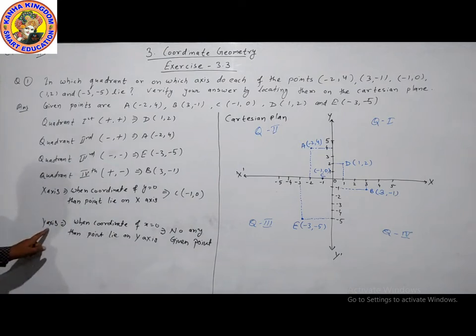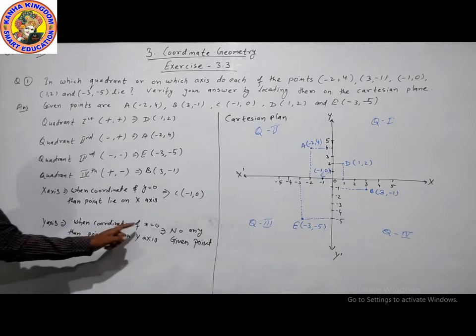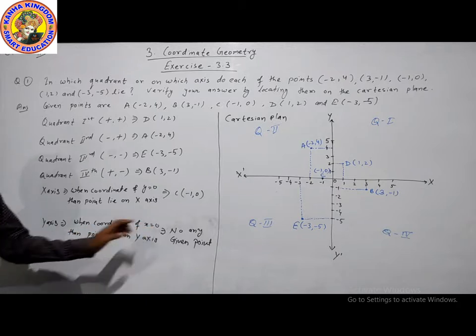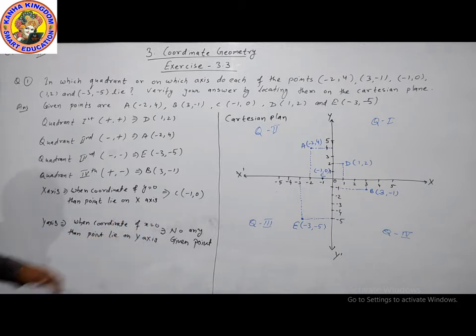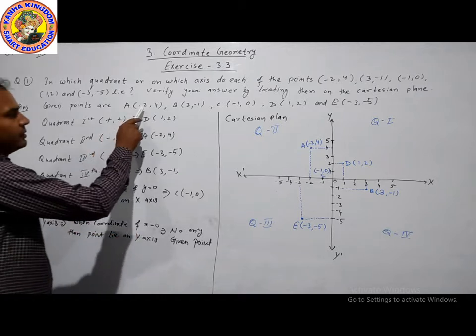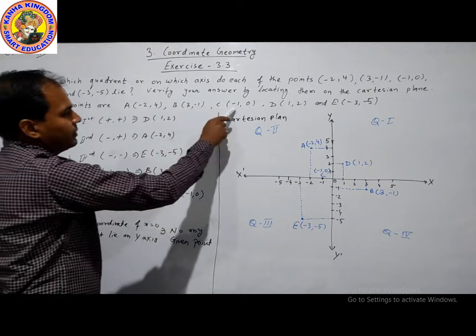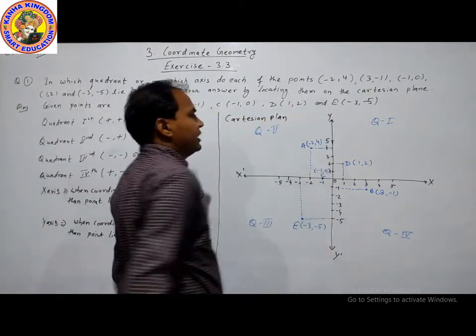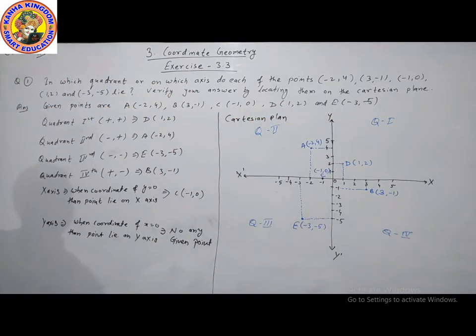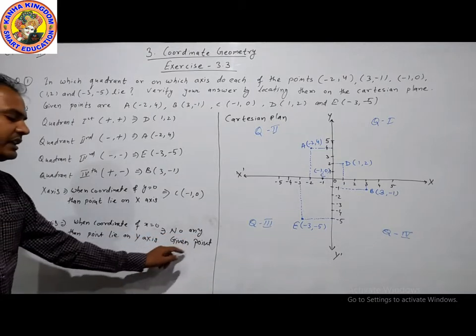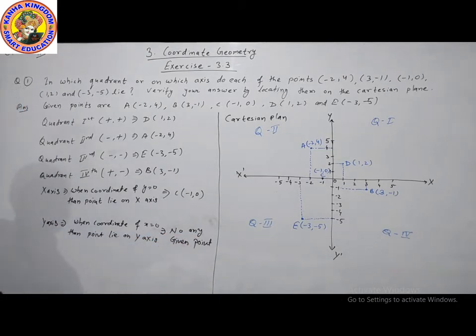Looking for a point on the y-axis: when the coordinate x is equal to 0, then the point lies on the y-axis. Finding x equal to 0. Minus 2, 3, minus 1, 1, minus 3. There is no x equal to 0. So, no given point lies on the y-axis. Now, verify the answer by Cartesian plane.